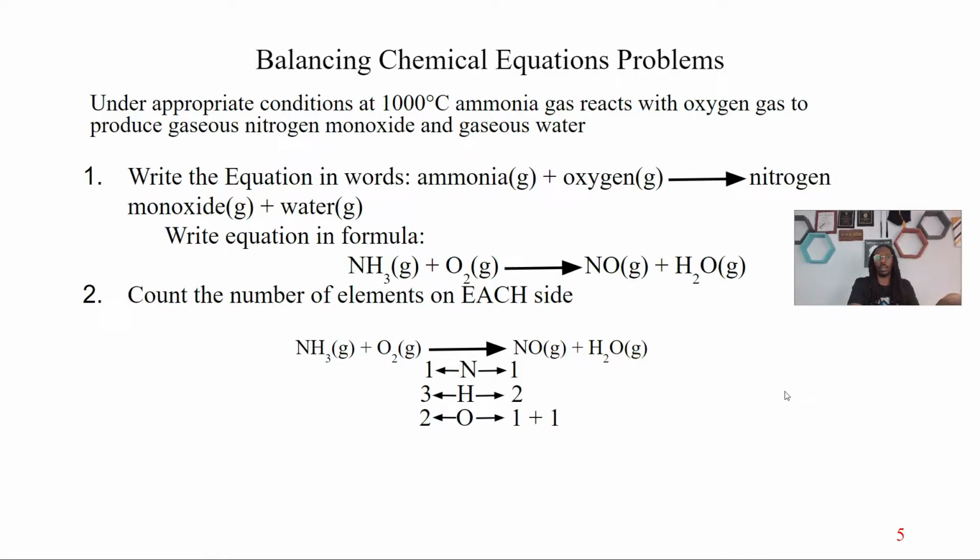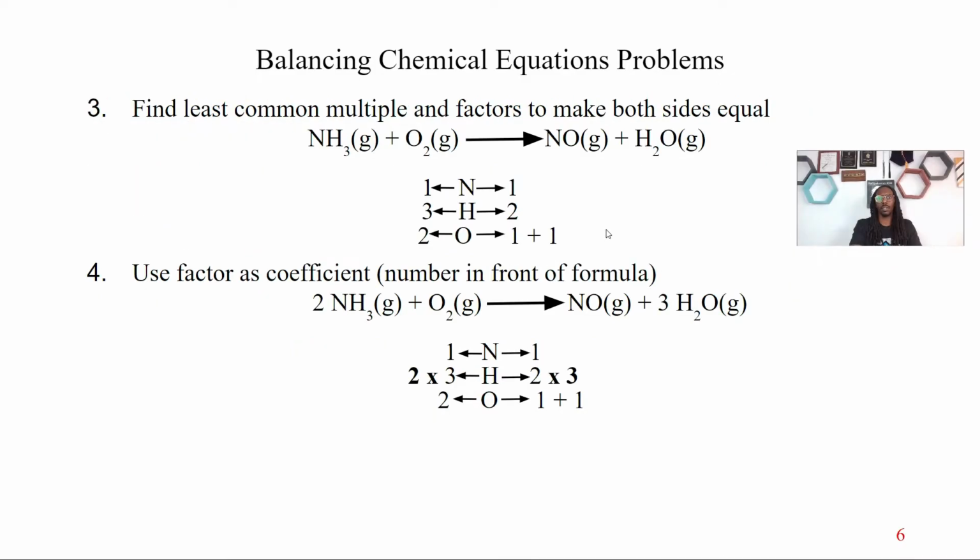So let's balance some stuff. Let's look at the next step: find the least common multiple and factors to make both sides equal. So what are we going to do here? In this case, we have our elements already kind of set for us. I got 1 nitrogen on this side, 1 on this side, 3 hydrogens on this side, 2 on that side, 2 oxygens right here, 2 oxygens right there. We understand this.